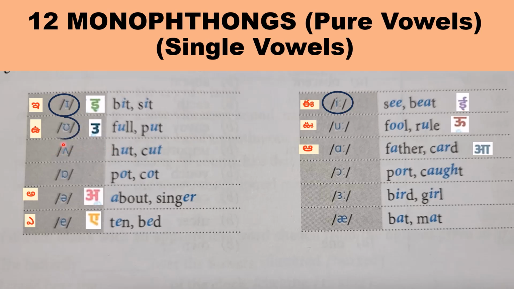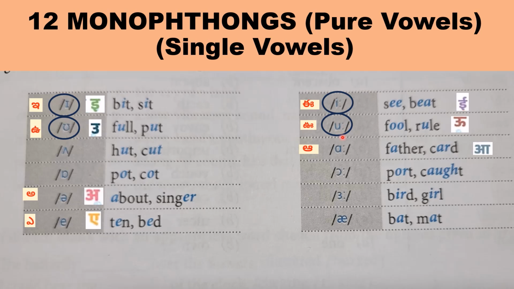Then comes the O sound. Okay, this is the O sound. If you write U between the two slashes, it gives O. Look at the words FULL, full, PUT, put. So here this U is giving the oo sound. Then comes the longer oo. There are two dots beside this oo.